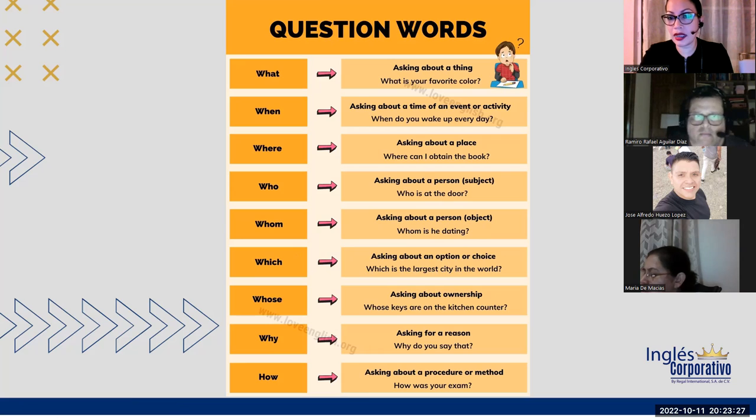Now, why is asking for a reason. Why significa por qué y lo utilizamos para preguntar la razón de algo. Why do you say that? For example, how. How is asking about a procedure or a method. How was your exam, for example? How es para preguntar el cómo. Para preguntar por un procedimiento o un método. How, cómo. Tenemos preguntas acá con las question words vocabulary.